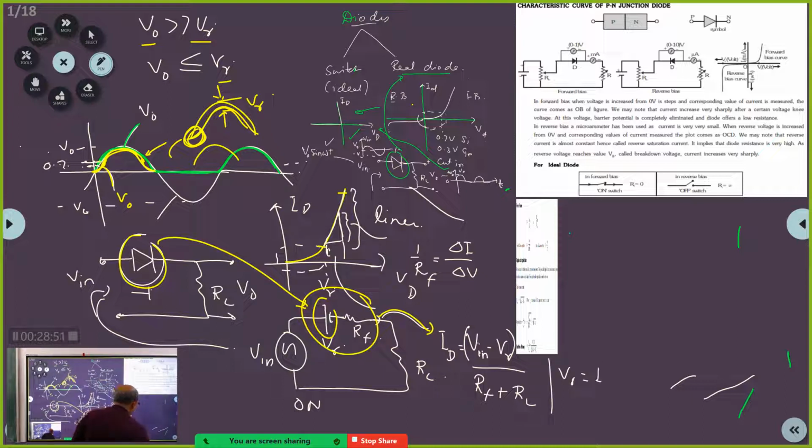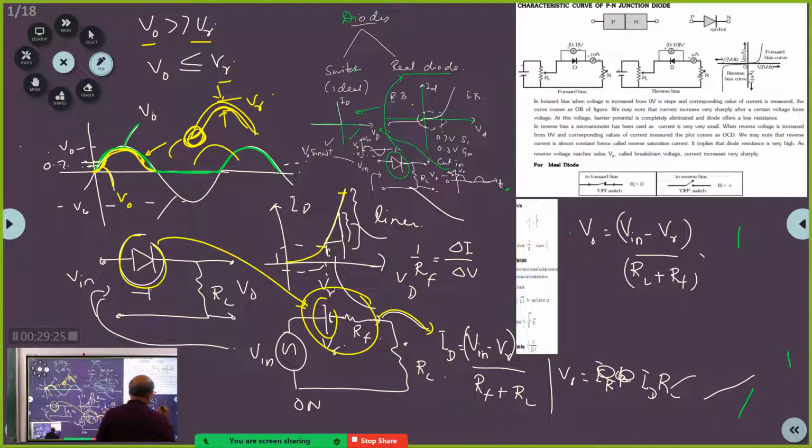Output voltage will be the current into RL. Therefore, finally, the output voltage will be what? V in minus V cut in, divided by RL plus RF. This is the current, into RL. Did you get this equation?